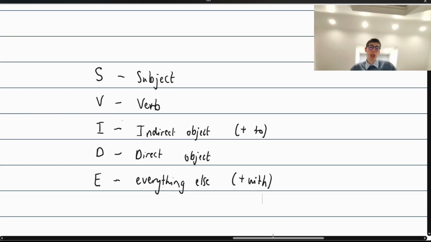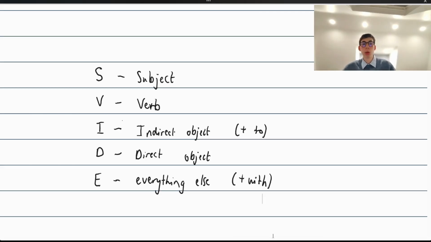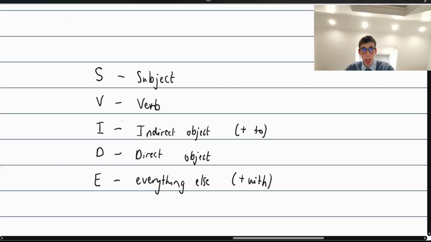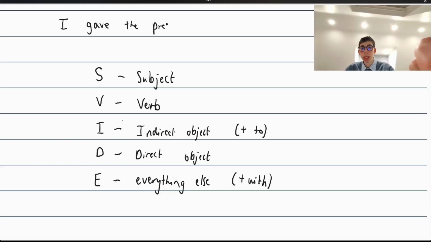And I just want to talk about what a direct and indirect object is. So I'm going to write out a sentence just at the top here. I'm going to write out, I gave the present to him. And this is a really good example. So the present is what's being given. So the present is directly being affected by the verb. You're not giving him, you're not giving yourself. The present is what's being given, and therefore the present is direct.